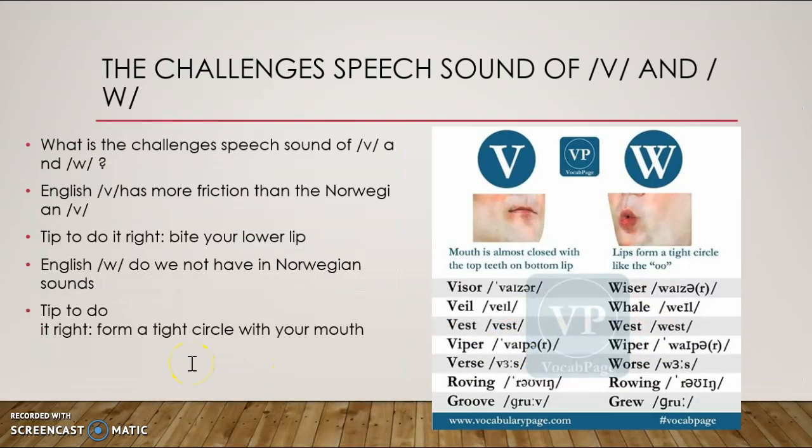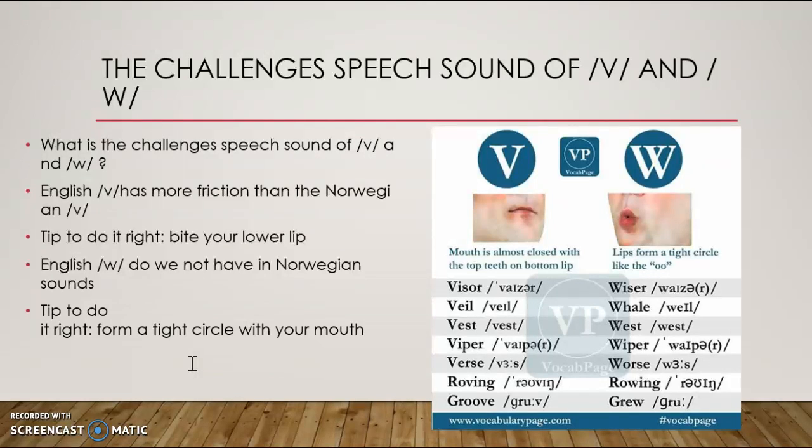Now I will change topic and talk about the challenges of the speech sounds v and w. These are two sounds that can be challenging when we speak English. One of the reasons is because we don't have the English w in Norwegian pronunciation. The English v also has more friction than the Norwegian v.